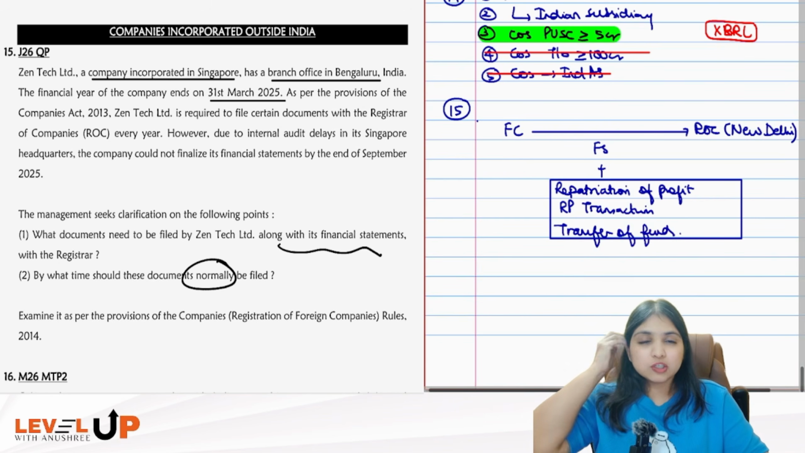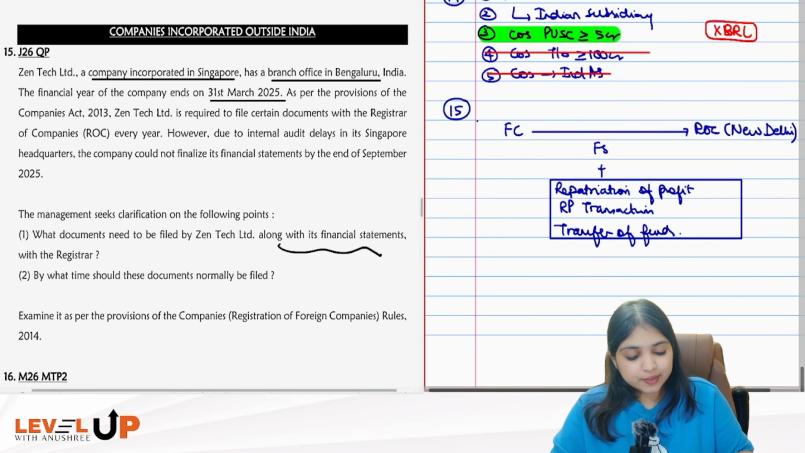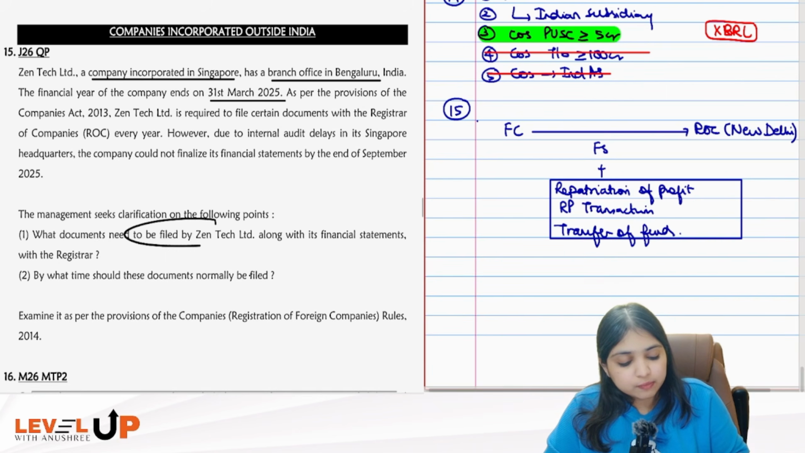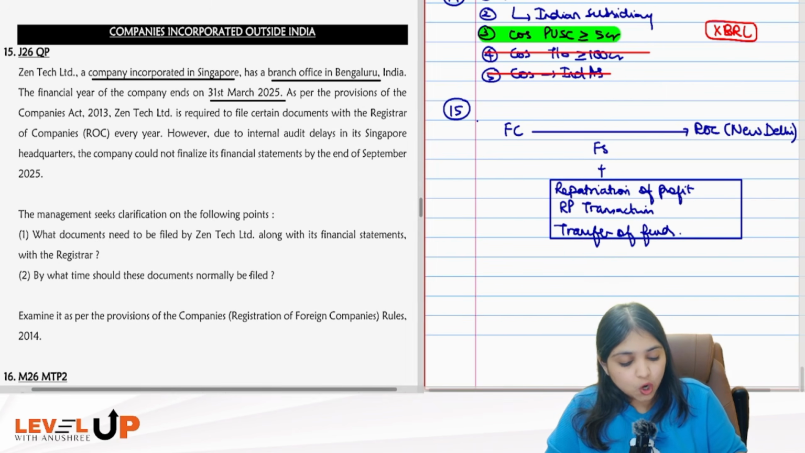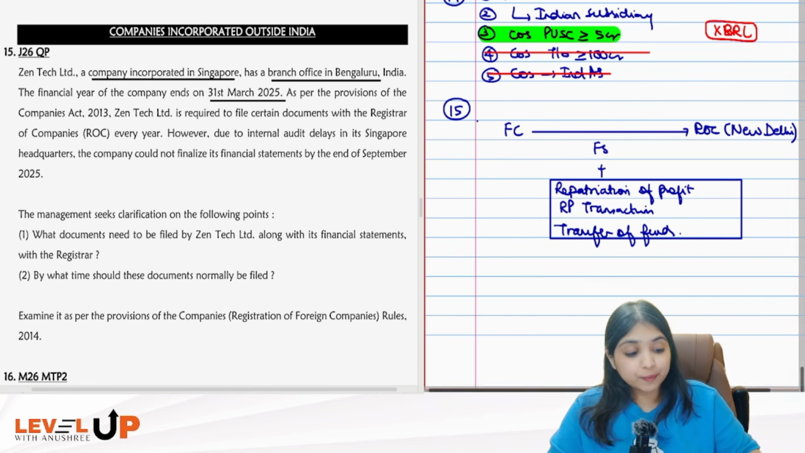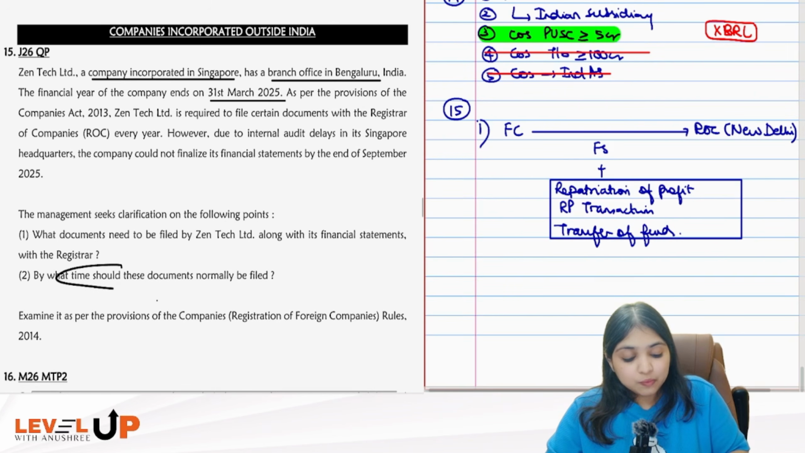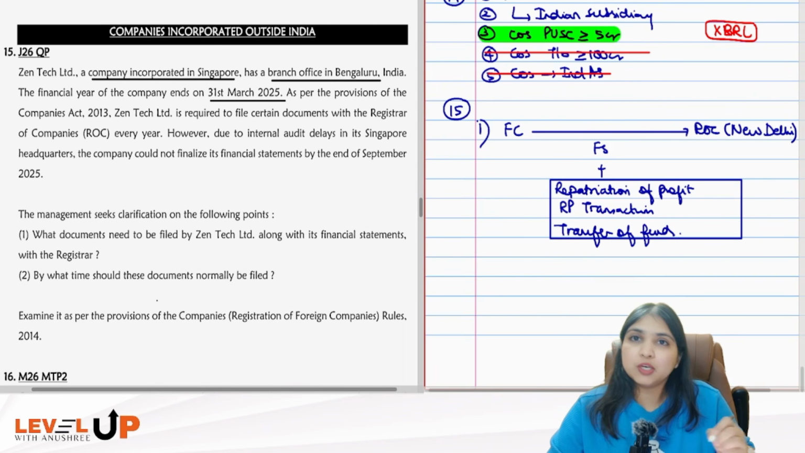So these documents also have to be filed with ROC. That's the first question over here. What documents have to be filed by Zentech Limited along with financials with ROC? These documents. Then they are asking us by what time should these documents be normally filed?